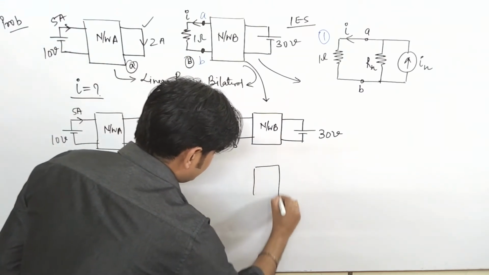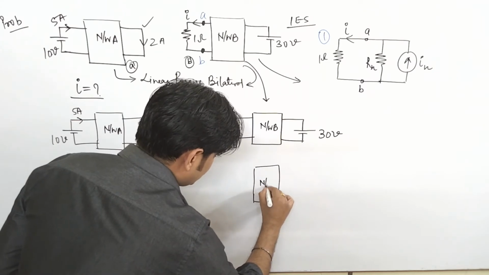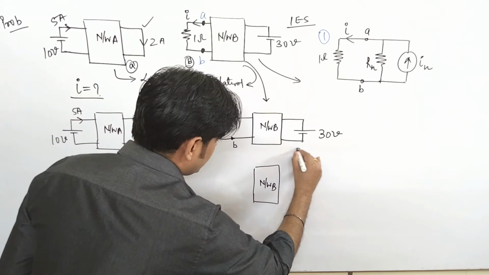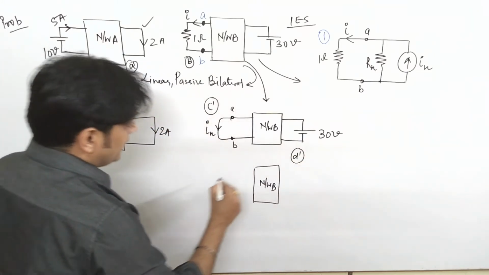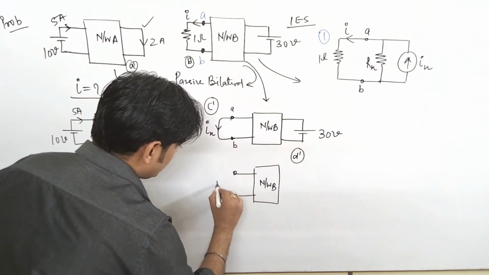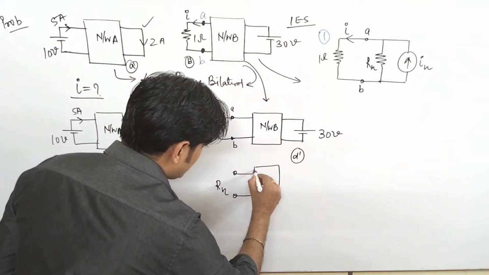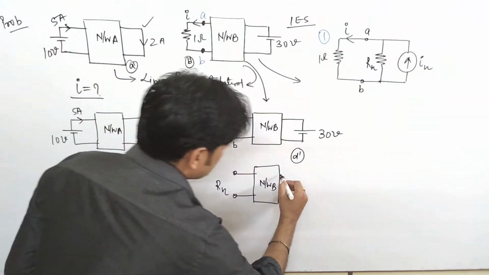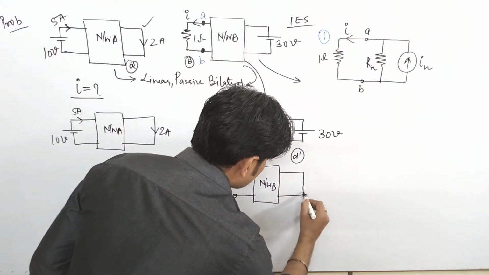Similarly, if I redraw this network as D dash, now please see, D dash is a network in which we are finding our Norton's resistance Rn. As per our condition, when you have to find the Norton resistance, all your independent sources go off.